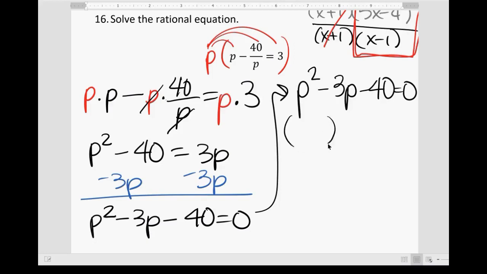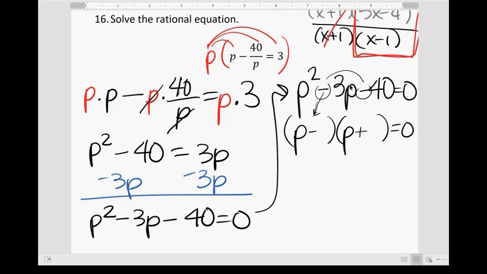So I'm going to start to set up my factors. I know it's going to be a p and then a p. And I'm going to drop this sign to get the first sign, and then multiply these two signs together to get the next one. So drop the negative, and then negative times the negative is a positive. So now I need two numbers that will multiply to give me 40 and subtract, because the 40 is negative, to give me 3.